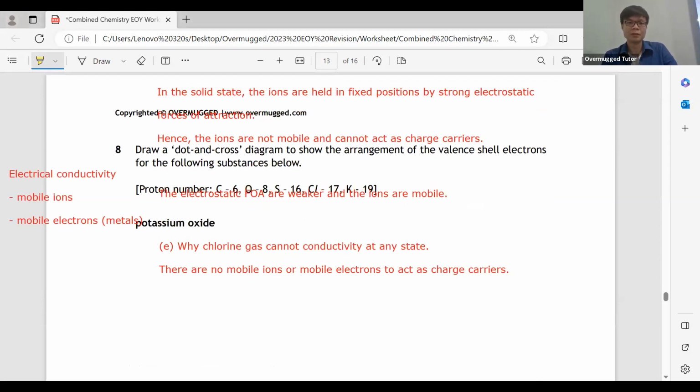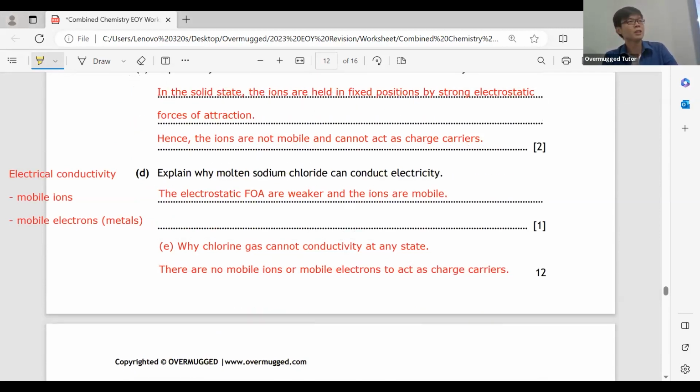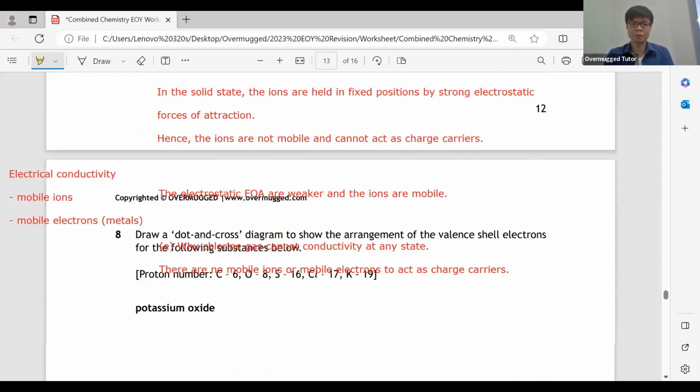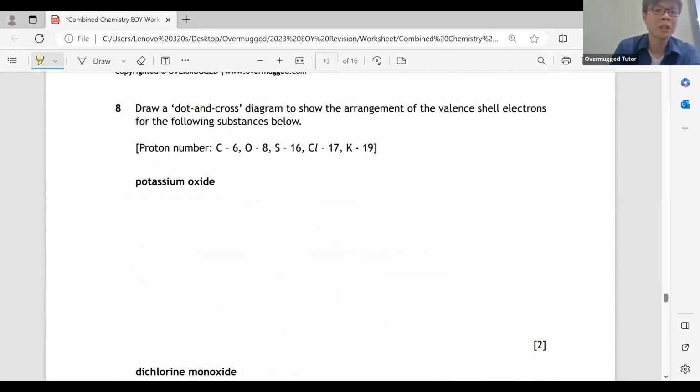Okay. Then yes. Oh, still copying. Dot and cross also confirm come out. It's just a matter of 1 or 2. Right, dot and cross. There's only 2 kinds, it's ionic or covalent. Okay, how do you tell whether it's ionic or covalent? This is a metal, non-metal, right? So ionic lah.